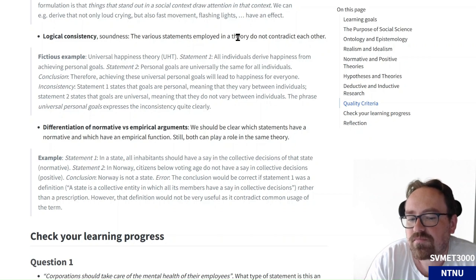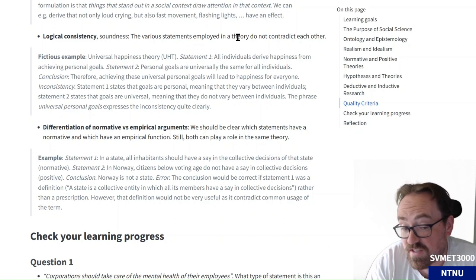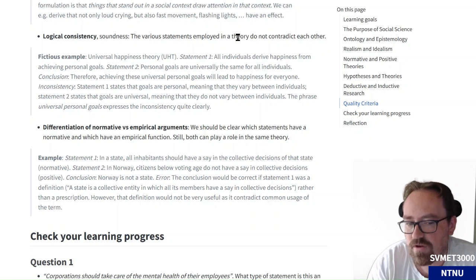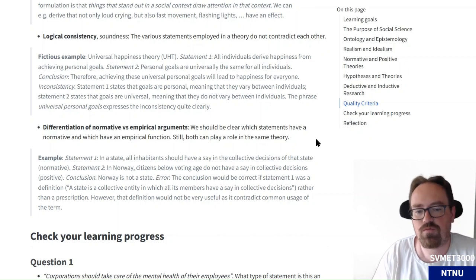If we treat normative statements as if they were positive statements, that leads to erroneous conclusions. And as a definition, statement 1 wouldn't be very useful because it contradicts common usage of the term state. That's a different story. So you should be aware which statements are normative and which are positive or empirical.